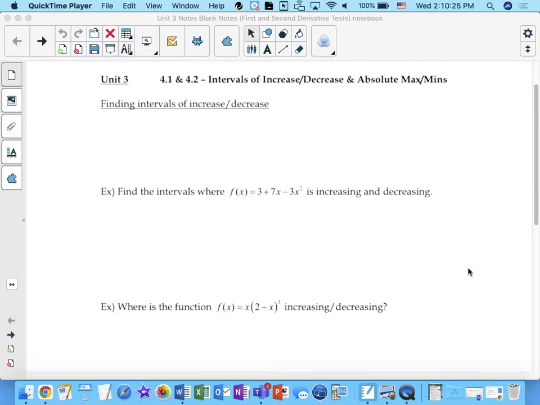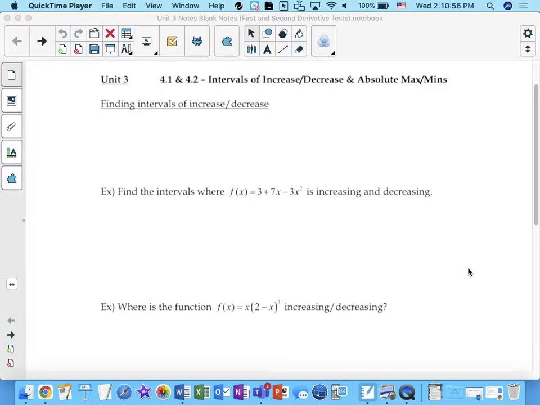We're going to be looking at two things. Number one, how do we figure out where a function is increasing or decreasing, using the derivative of the function. And secondly, how do we figure out if the function is at a maximum or a minimum point? All right, so firstly, where is a function increasing or decreasing?